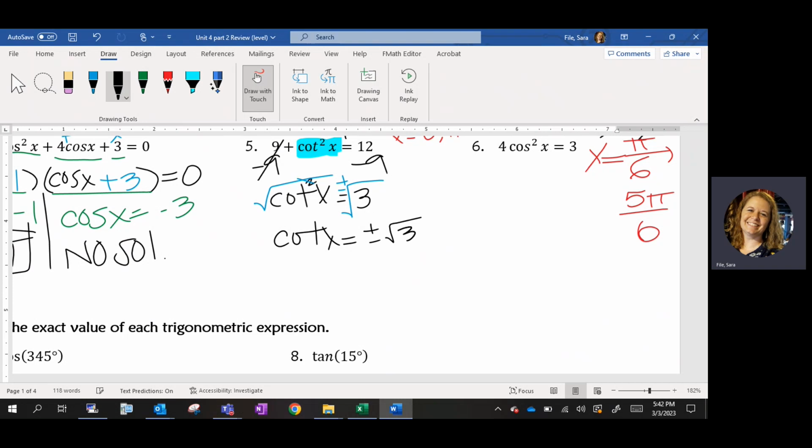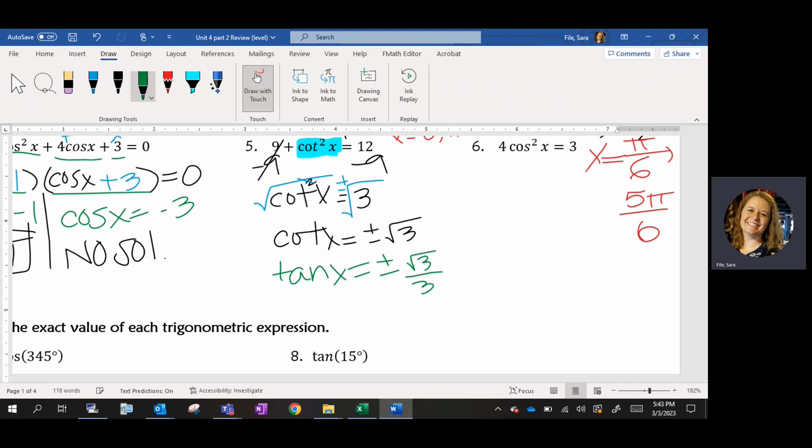Here's another one. I don't have cotangent memorized, but I do have its reciprocal memorized, which is tangent. So I can change this to tangent and take the reciprocal over here. I still have plus or minus, but the reciprocal of root 3 would be root 3 over 3. It's the same concept I showed in number 2, when I did the reciprocal of root 2 was root 2 over 2.